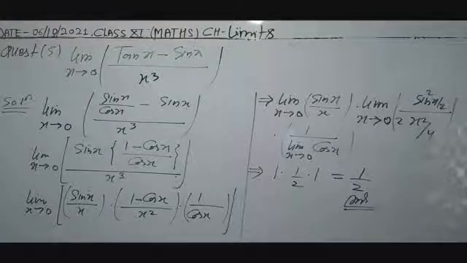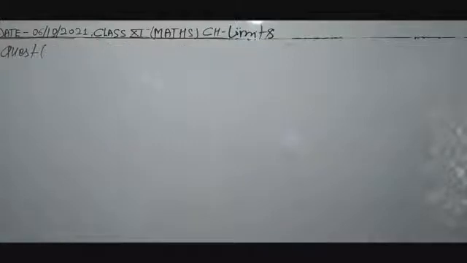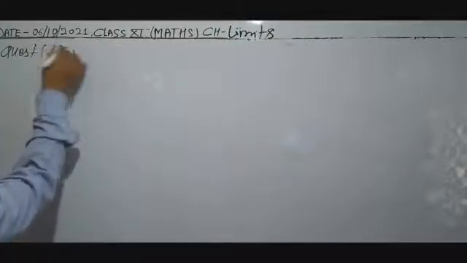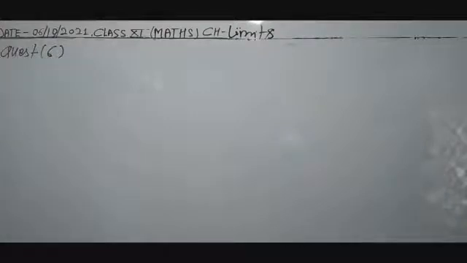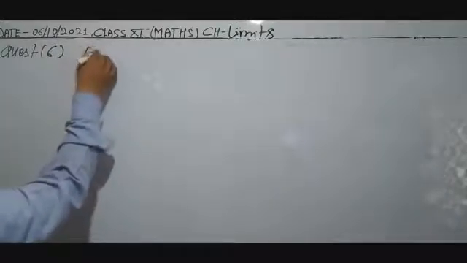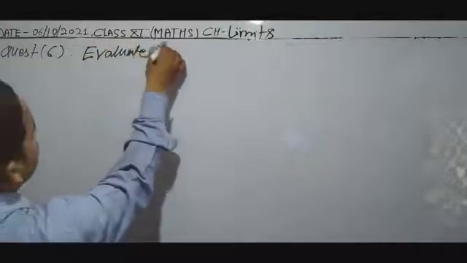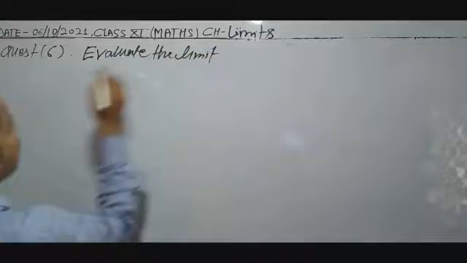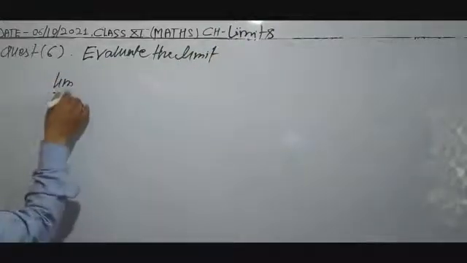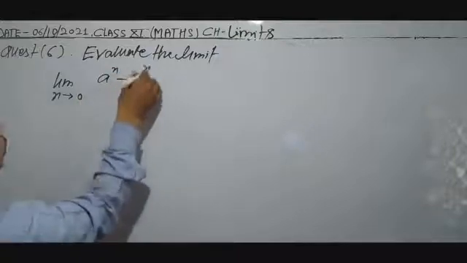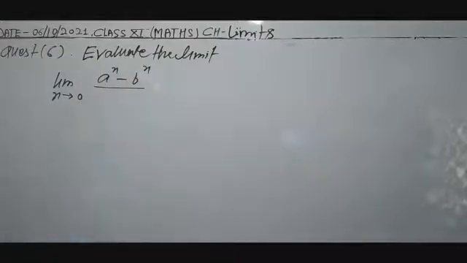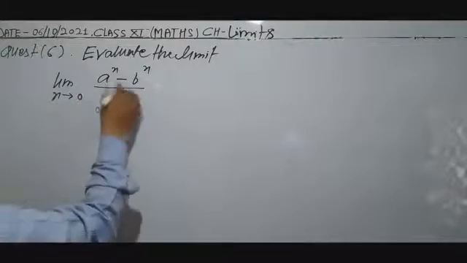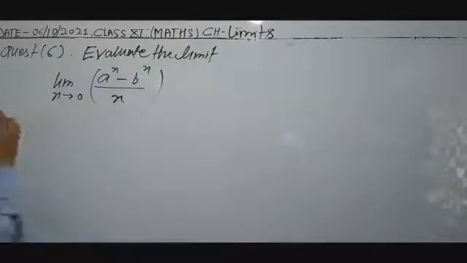Question number 6 is evaluate the limit, limit x tends to 0, a to the power x minus b to the power x whole upon x. We have to evaluate this limit. So see the solution.